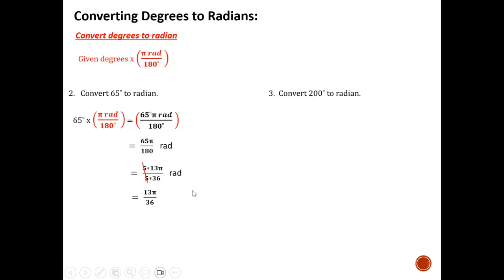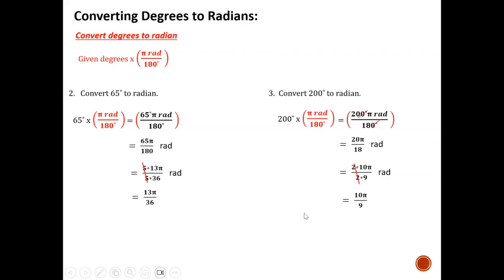Number 3, convert 200 degrees to radians. Again, same process. We multiply 200 degrees times pi radians over 180. Right here, the 0 and 0 cancel, so I'm left with 20 pi over 18 radians. Now this can be reduced, right? You divide both by 2. And you have 2 times 10 pi and 2 times 9, which is equivalent to 20 pi over 18. The 2 becomes 1, so we have 10 pi over 9.